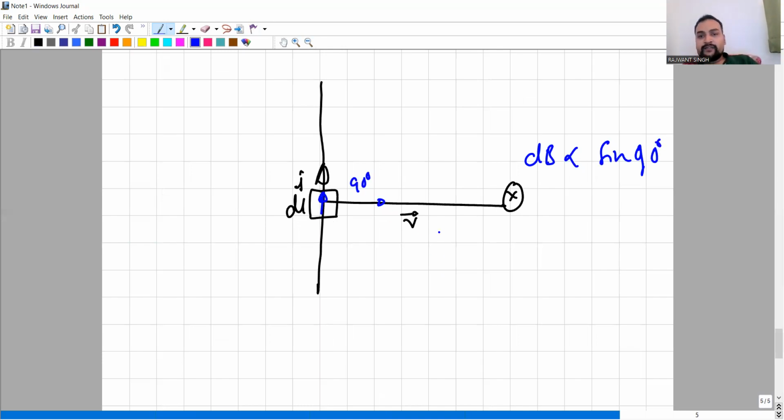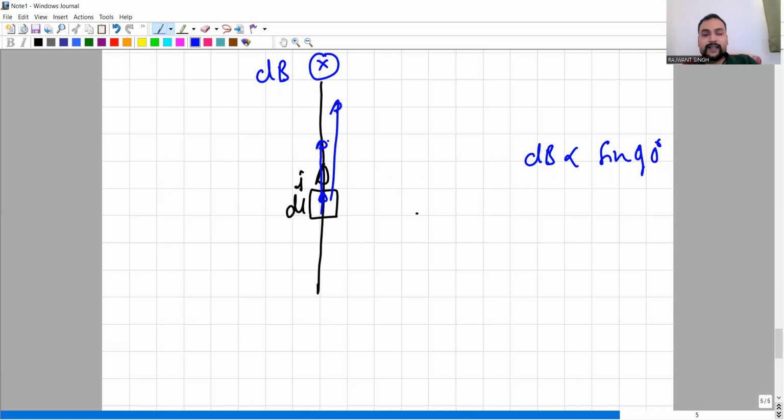Maximum magnetic field. But if you consider a point here along the conductor and try to calculate the magnetic field, you will find that dl is in this direction, and the position vector of this point will also be in the same direction. That means theta becomes 0, and the magnetic field also becomes 0 because it is proportional to sine theta. Sine of 0 is 0.